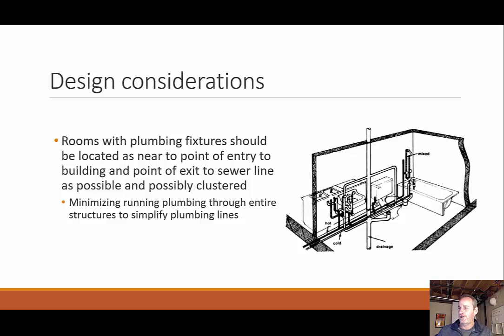And another design consideration, more of an efficiency thing: rooms with plumbing fixtures should be located as near as possible to the point of entry to the building and the point of exit to the sewer line, and possibly even clustered together. The idea behind this is we want to minimize the lines, because, like I said, we have friction involved. If we have longer lines, we have more joints involved. So it's about designing a system that is more efficient, either a manifold type system like we were looking at earlier, or one where your number of branches is minimized, or you can use multiple fixtures off a single branch.